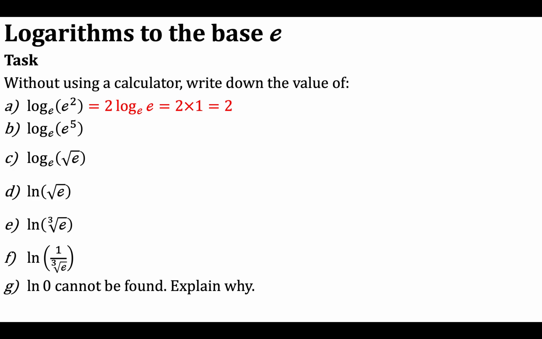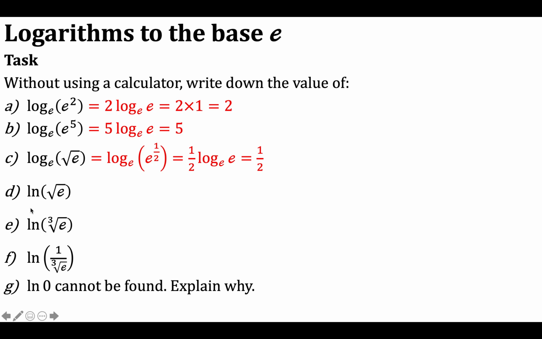Part B is very similar. Log to the base e of e to the 5 is equal to 5 log to the base e of e. Log to the base e of e is 1, so 5 times 1 is 5. Now the next one, we can see that we've got a root here, and remember the square root is the same as a power of a half. So that's log to the base e of e to the half, and this looks the same as the previous 2 questions. So that's the same as a half log to the base e of e, which is a half times 1, which is a half.